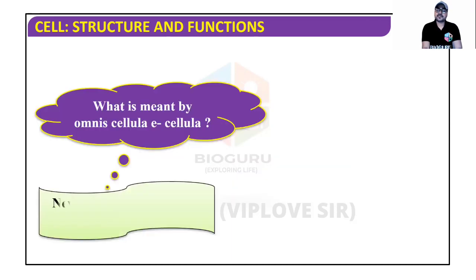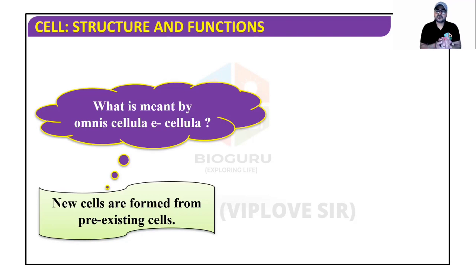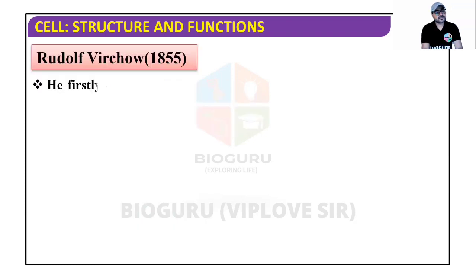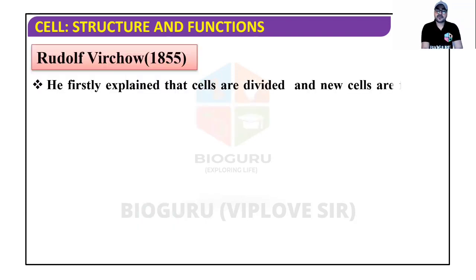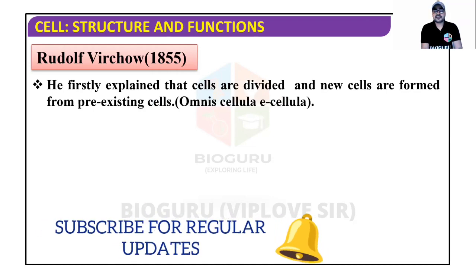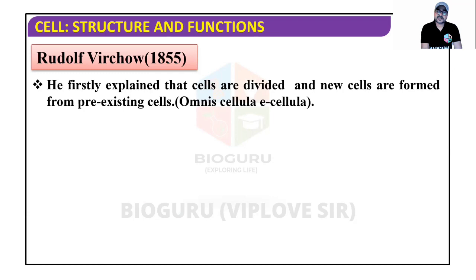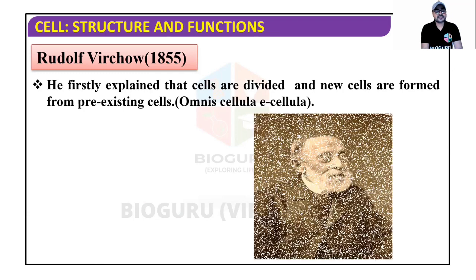So what is meant by omnis cellula e cellula? A new scientist, Rudolf Virchow, added one more point to the cell theory, which was omnis cellula e cellula. Meaning to say new cells are formed from pre-existing cells. Every cell arises from a pre-existing cell. So he explained that cells divide and new cells are formed from pre-existing cells. It is called omnis cellula e cellula.